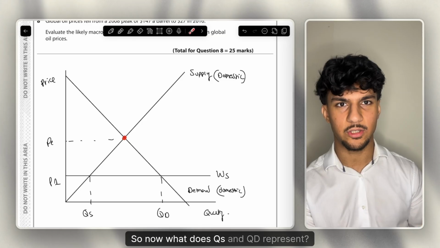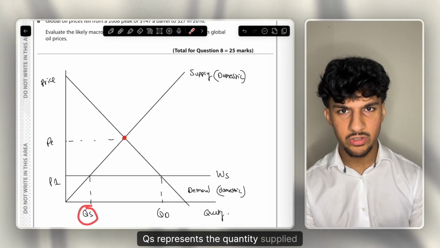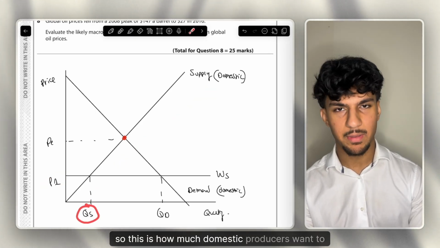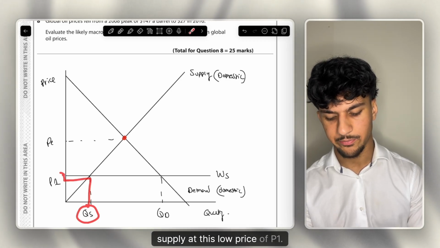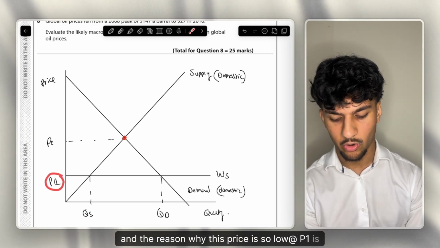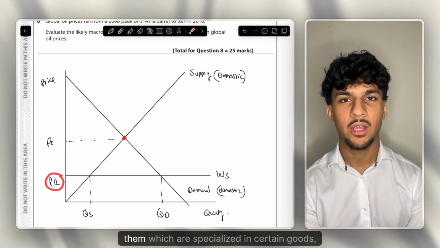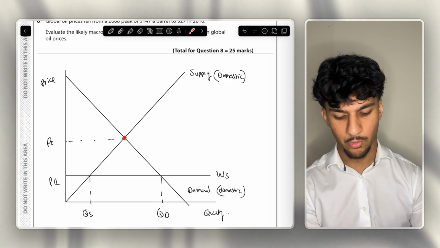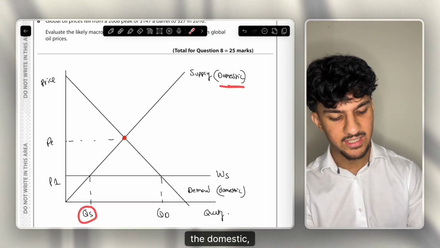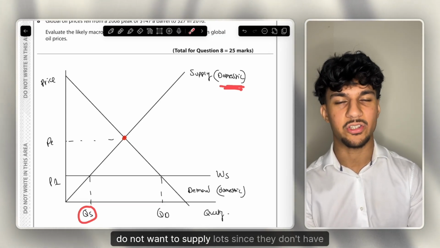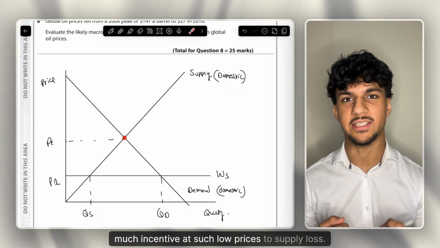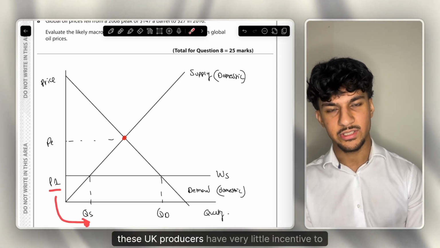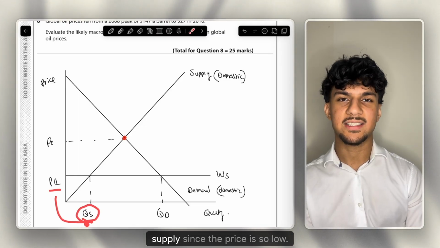So now, what do QS and QD represent? QS represents the quantity supplied by domestic producers at price P1. So this is how much domestic producers want to supply at this low price of P1. And the reason why this price is so low at P1 is that these global markets have global firms on them which are specialized in certain goods, have the comparative advantage, are very efficient, so can produce at very low prices. But as we can see, at these low prices, these UK firms, these UK producers, have very little incentive to supply since the price is so low.